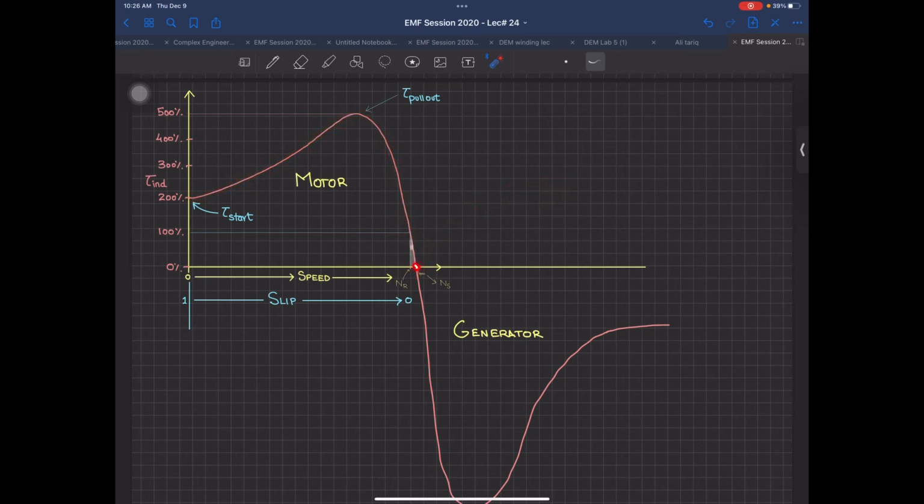Now here, when I increase it more, this means the slip is now going negative. 1 से 0 पे आए हैं, अब 0 से आगे negative में जाएगी. Now this region over here is the generator region of your induction machine.